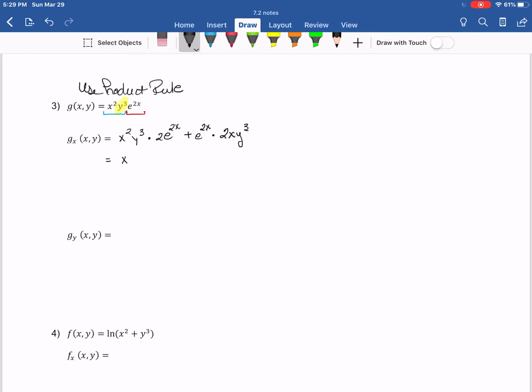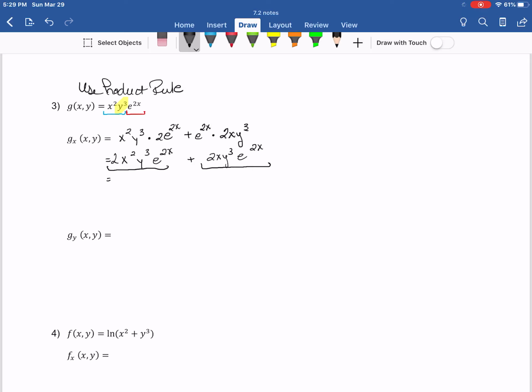Before we do that, let me give you one step. Let's write this as 2x squared y cubed e to the 2x plus 2x y cubed e to the 2x, just so it looks a little bit more concise. Now I'm going to factor out the common factors that appear in the first part as well as the second part. Okay, so bring out the common factors.